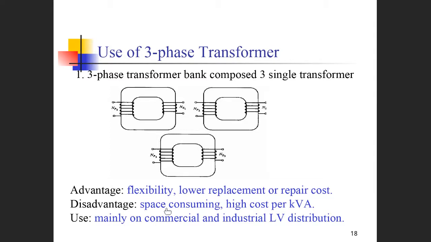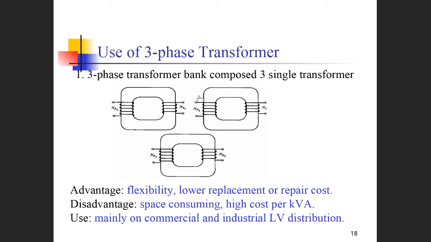Disadvantage: obviously, it is space consuming. You have three single transformers, and each transformer has its own losses. Each transformer has its own core materials, insulation materials, and wiring materials. So they have relatively bigger internal losses.